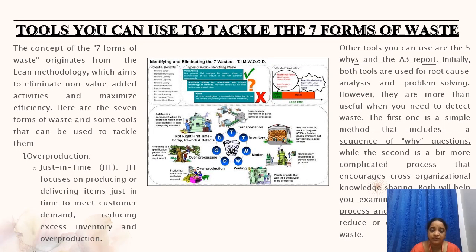Some of the tools that we can use to tackle the seven forms of waste include just in time, which mainly focuses on producing or delivering items just in time with minimum lead time gap, or in some cases no lead time gap, to meet the customer demand, reducing excess inventory and overproduction.